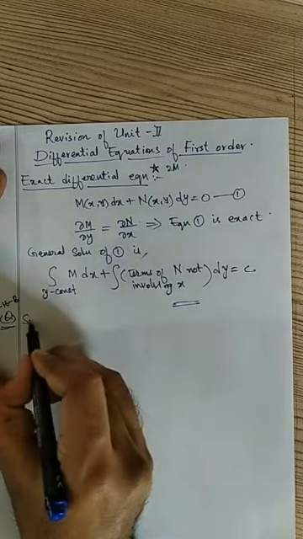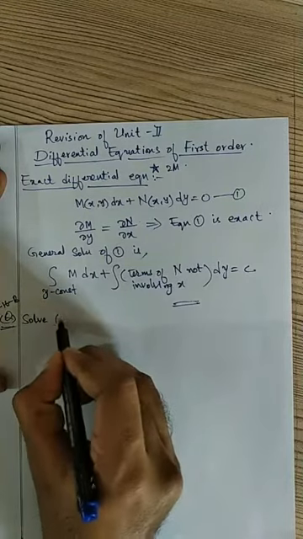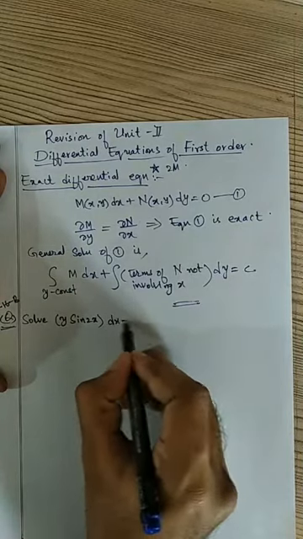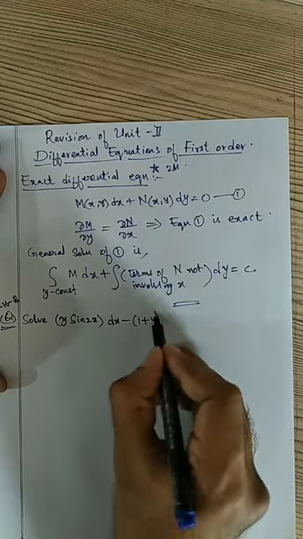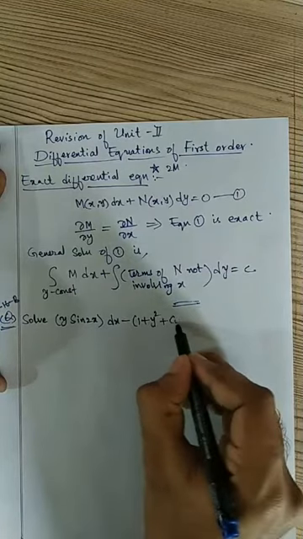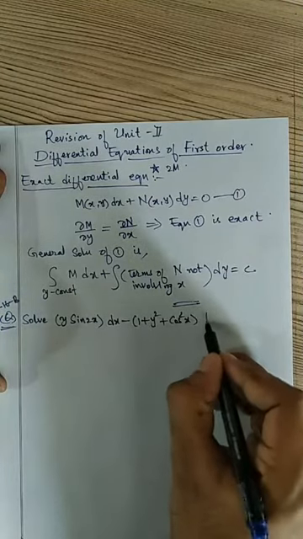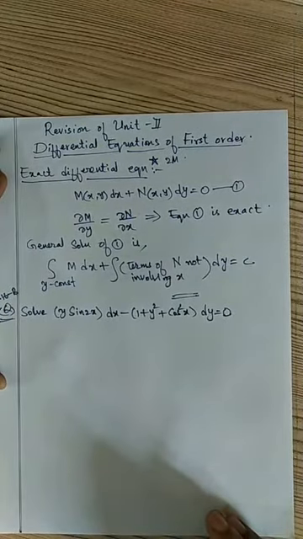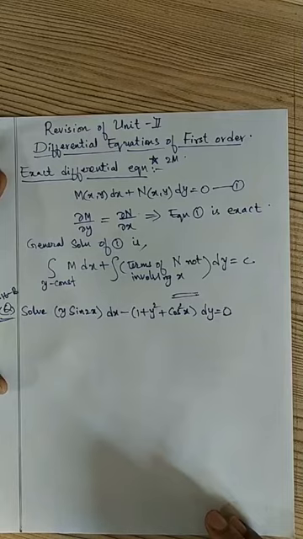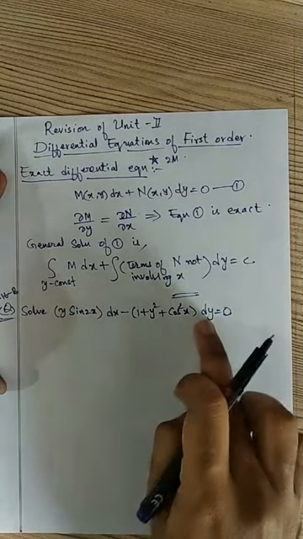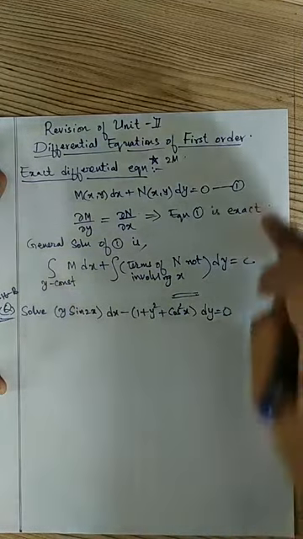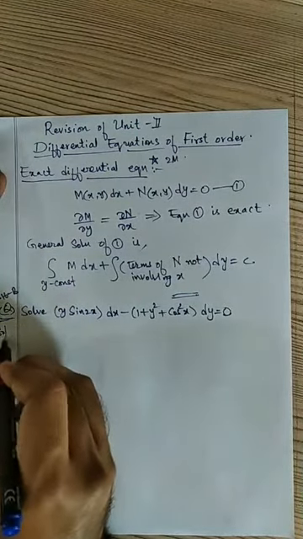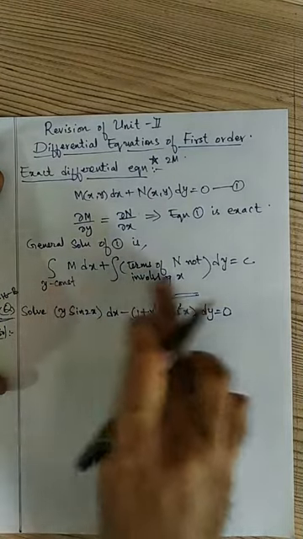Okay, solve y sin 2x dx minus (1 + y² + cos² x) dy = 0. Right? This is the given differential equation. You can observe that this equation is of the form M dx + N dy = 0. Then we have to identify what M is here. Solve means we have to find the general solution.